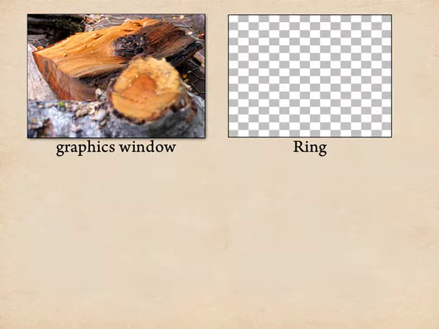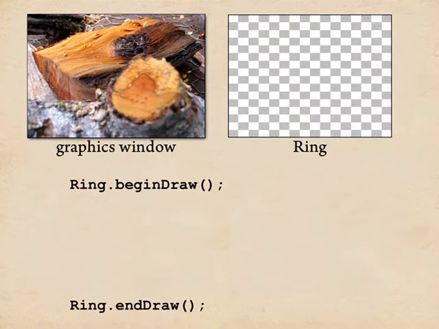Here I'm showing that ring is completely transparent by using the familiar gray and white checkerboard pattern that we're familiar with from graphics programs. So if I was to copy ring on top of the graphics window right now, there would be no change to our graphics window. In order to start drawing into ring, of course we send the message beginDraw to ring. And when we're all done, we'll call ring.endDraw.